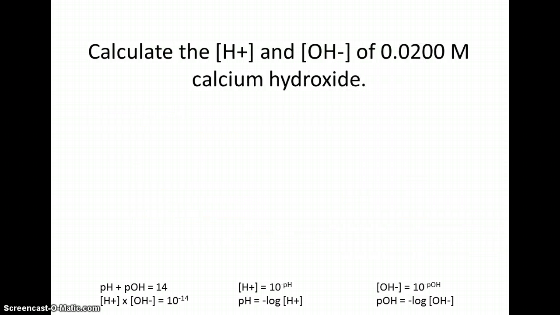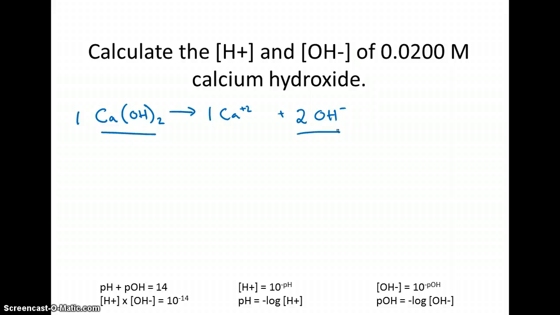Next one. First step here is no different. I want to write my dissociation equation. So calcium hydroxide will dissociate into calcium ions, which are +2, and hydroxide ions, which are -1. Now look at the equation over there on the left. If I'm going to balance this, I know I need 1 calcium and 2 hydroxides for every 1 calcium hydroxide. So I have a 1 to 2 ratio this time. All right, let's proceed as we did before.